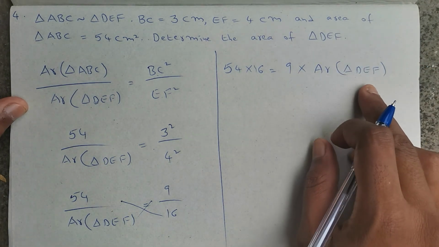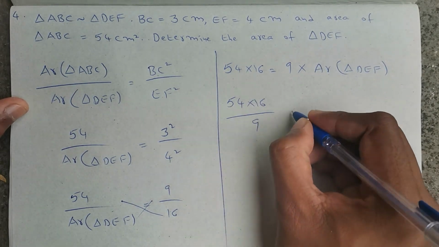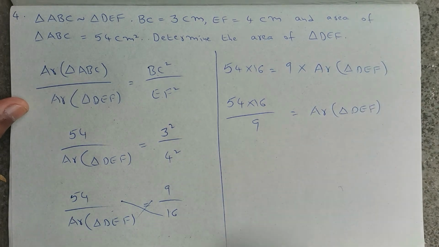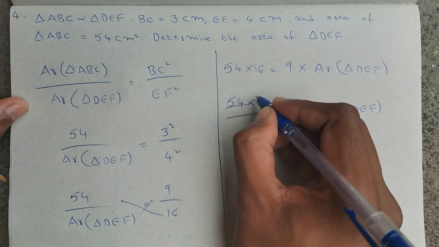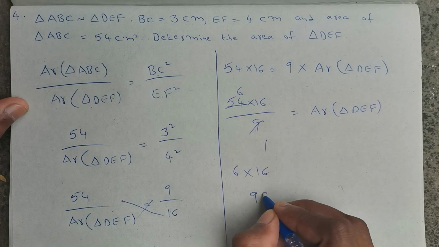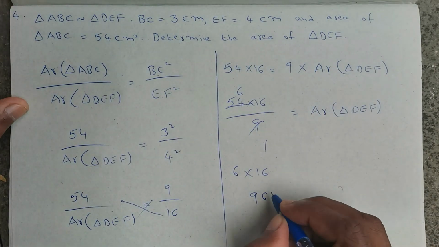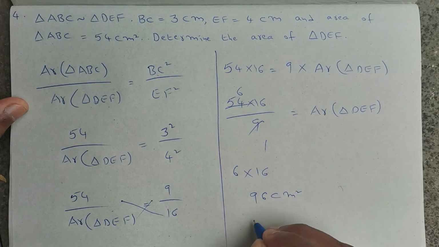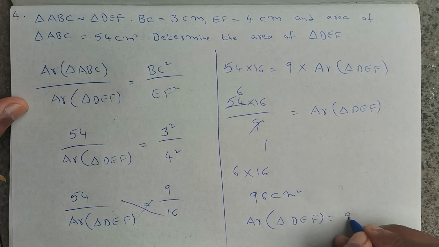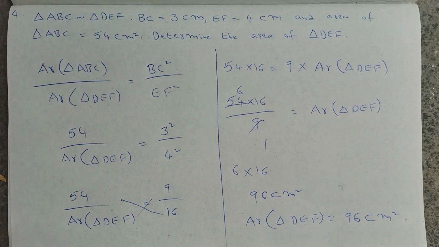We want area of triangle DEF, so I will take this 9 to the left side, so we will get 54 into 16 whole divided by 9 is equal to area of triangle DEF. 9 sixes are 54, so 6 into 16 which is nothing but 96, and we are finding the area and all the measurements are in centimeters, so it will be centimeter square. So area of triangle DEF is equal to 96 centimeter square.